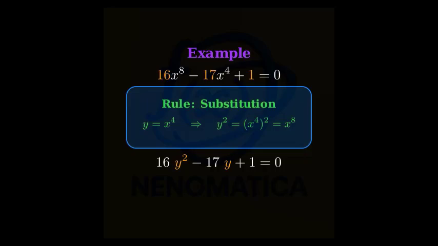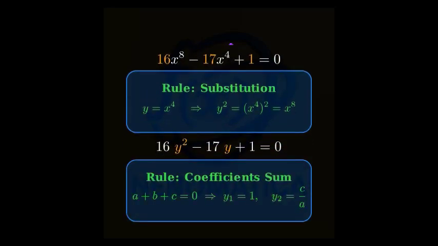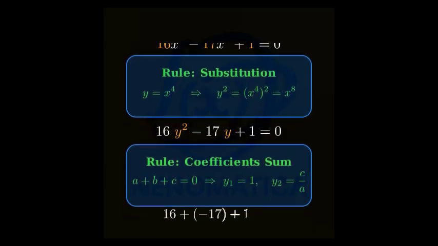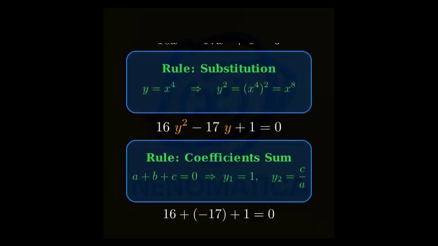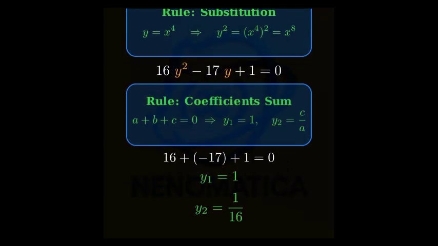Step 2. Solve the quadratic in y. Notice that 16 plus negative 17 plus 1 equals 0. For a quadratic, ay squared plus by plus c equals 0, if a plus b plus c is 0, then one root is y equals 1, and the other root is c over a. Here, 16 minus 17 plus 1 equals 0. So the roots are y equals 1, and y equals c over a, which is 1 over 16.